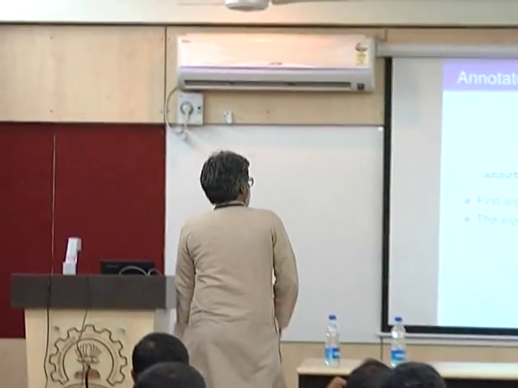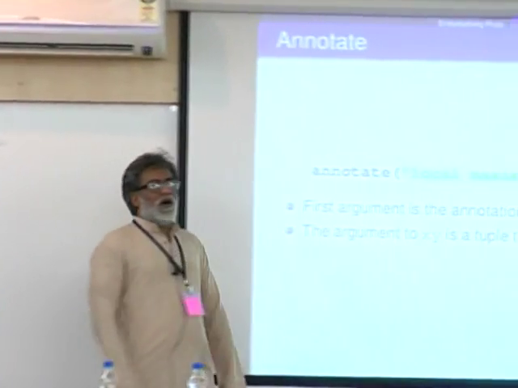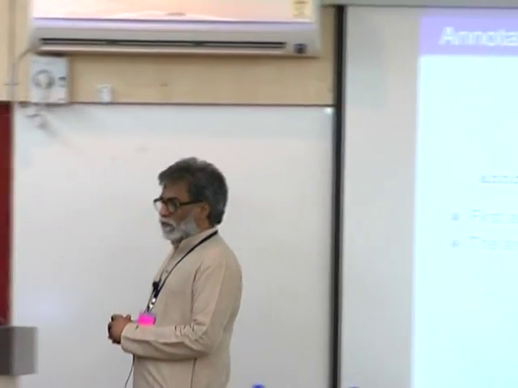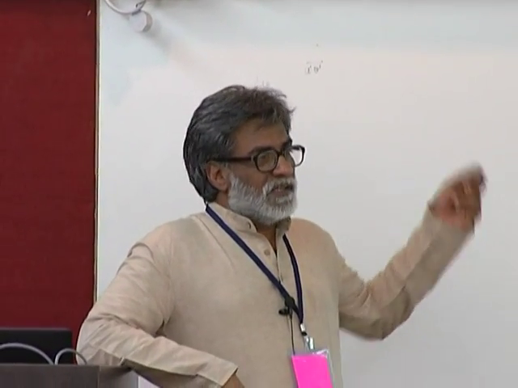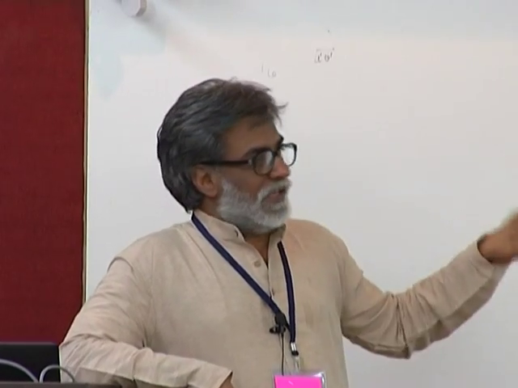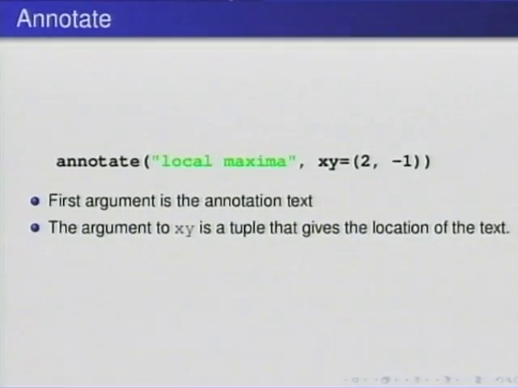Let me repeat the last point. These xy values, this 2 and 1, are the xy values in the data set. It has nothing to do with 2 inches or anything in the graphic output space. I would like to call it the data space. Whatever data you are plotting, the 2 value in the x and minus 1 value in the y, wherever that is, the corresponding position. Because you can scale, you can do different things to the chart, but the values will remain. All right, can we move on?